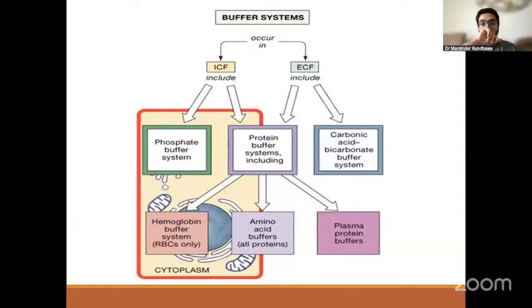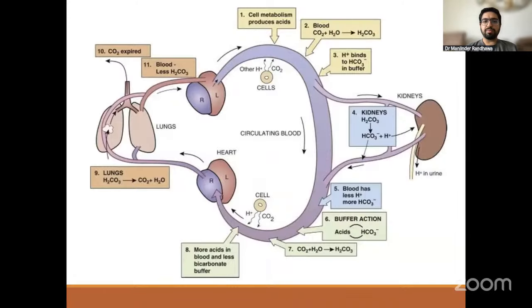So like we were talking about the buffer system, there are different buffer systems in the intracellular and extracellular fluids. Intracellular buffer, the most important and biggest buffer is the phosphate buffer system. Along with that, there are various protein buffers, including hemoglobin in the RBCs, and amino acid buffers and all other proteins in the other cells. In the extracellular fluid, primarily it is the bicarbonate carbonic acid buffer system, but other proteins also contribute.